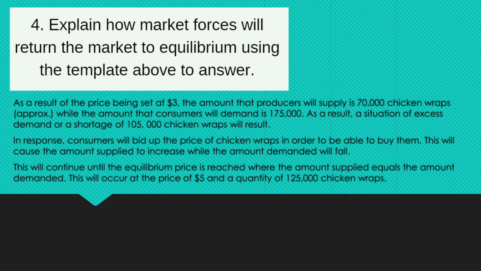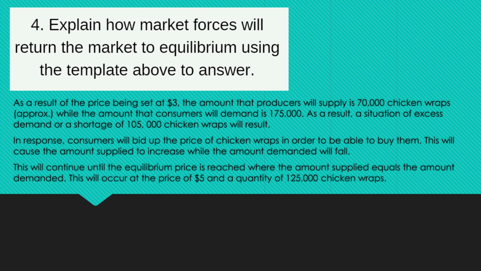So in this case, we would start off by saying, as a result of the price being set at $3, because that is the price that was given to us in the question, the amount that the producers will supply is 70,000 chicken wraps. Now that is an approximate number because the dot that is on the graph isn't quite on the line by 75,000. If you want to have a look at the graph there, it's just before it. So we're just estimating that it would be about 70,000. While the amount that consumers will demand is 175,000. So we can see that through looking at our demand curve, where it intersects at the price point of $3. As a result, a situation of excess demand or shortage of 105,000 chicken wraps will result.